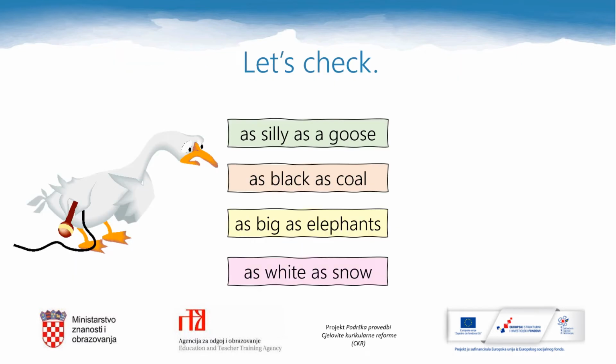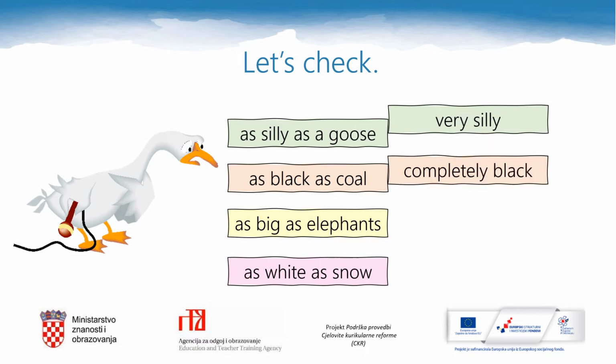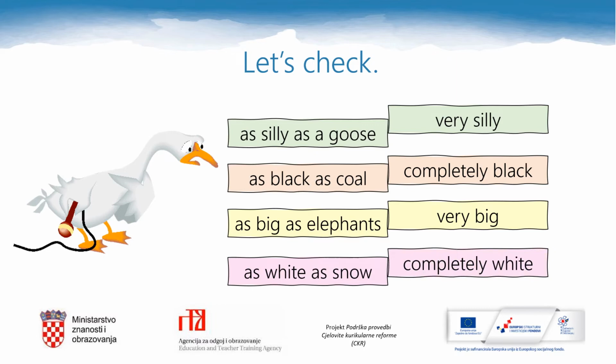Now let's check the meaning of the expressions on the screen. As silly as a goose means very silly. As black as coal, completely black. As big as elephants, very big. As white as snow means completely white. Now copy the expressions in English and in Croatian in your notebook. Pause the lesson for this.